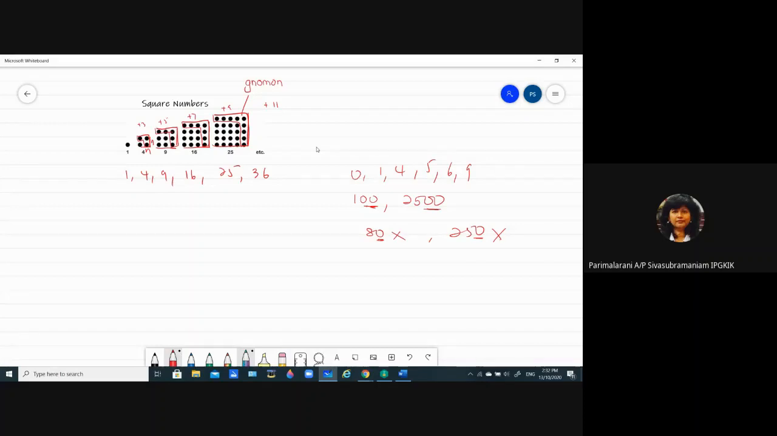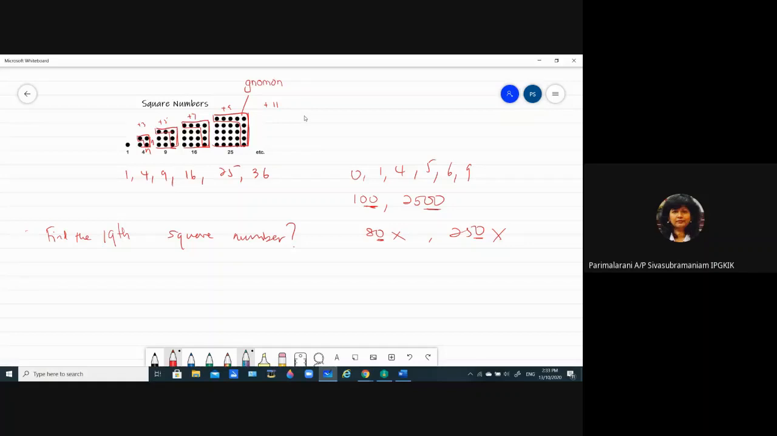So how do you find the 19th square number? You tell me, what is the 19th square number? 361. Okay, correct. So how did you derive that? How did you get that answer? 19 squared.